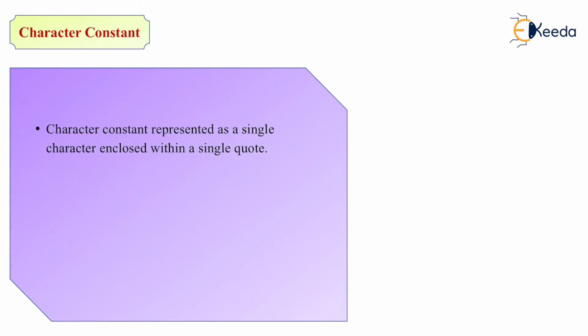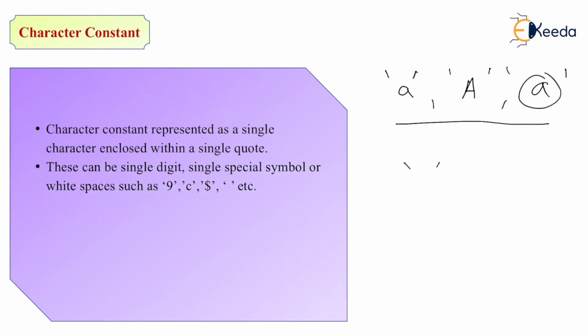Next type of constant is character constant. In character constants, whatever value you are representing, you have to store in single quotes. For example, a or capital A, or I can say the at the rate sign. But for each and every character, you have to specify the single quote. Next, this can be a single digit, a special symbol, or a white space. If you want to specify a null value, that also you can do with the single quotes.